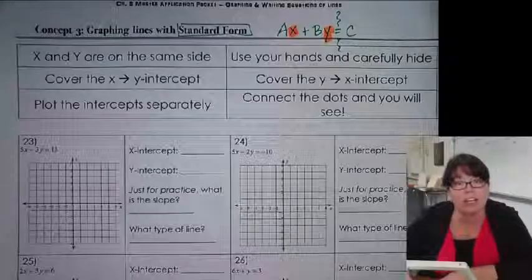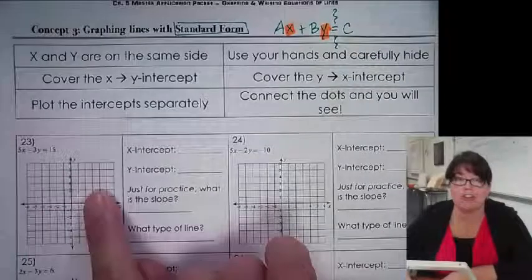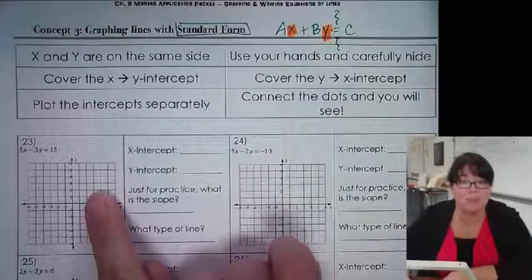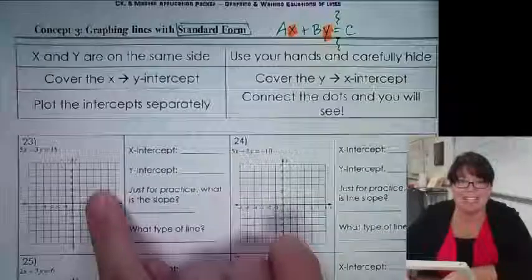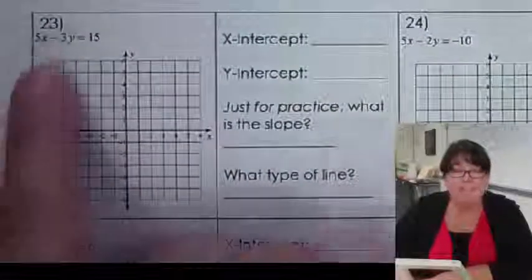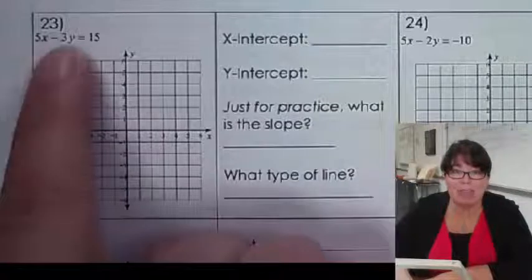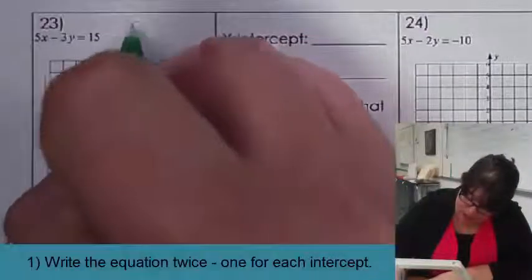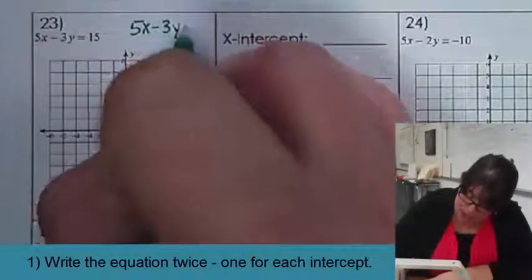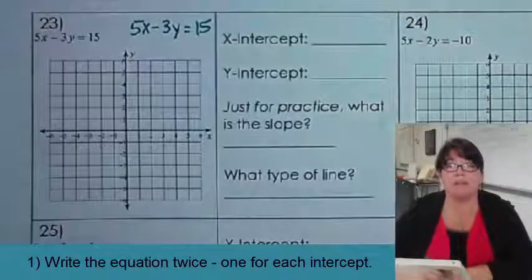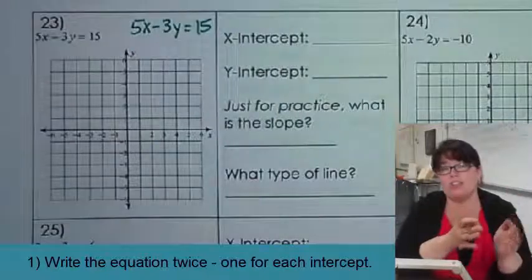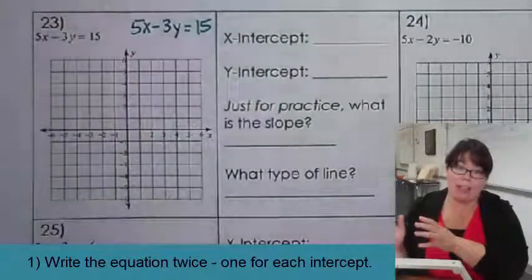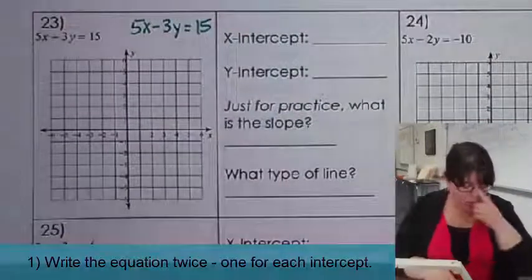So we're going to take a look at number 1, and we're going to go over this together just to review how to find the x and y intercepts. So let's take a look. We have 5x minus 3y equals 15. I'm going to go ahead and write that again. 5x minus 3y equals 15. Exactly the same, because I'm going to use one of them to find the x-intercept and one of them to find the y-intercept. So just to review how we do that.